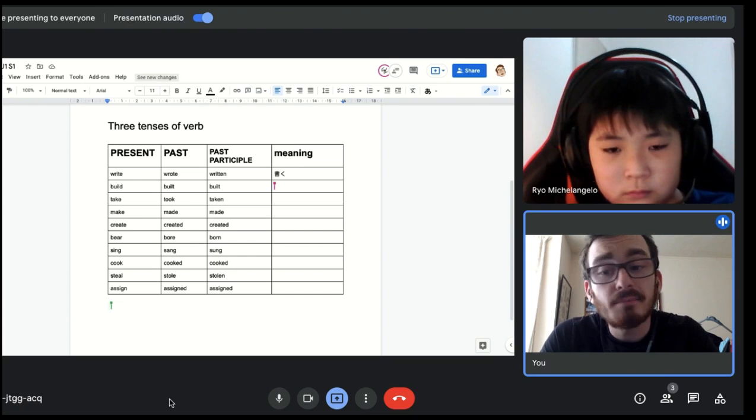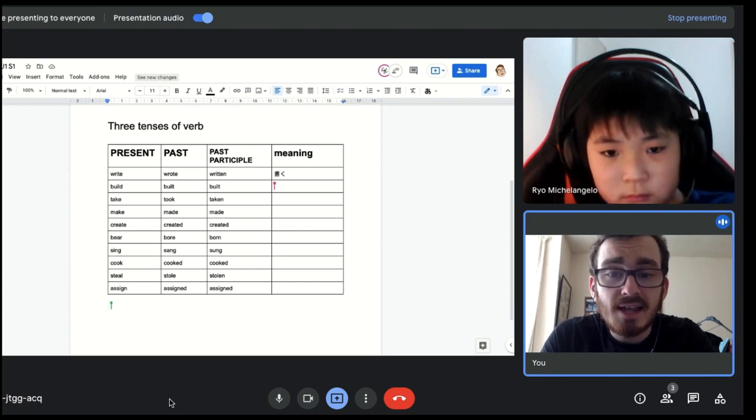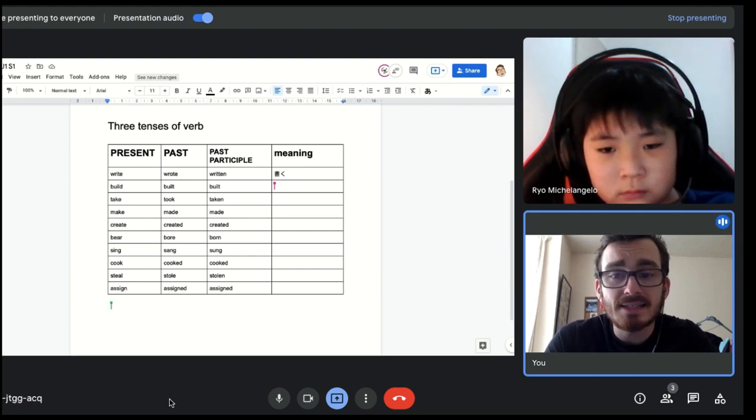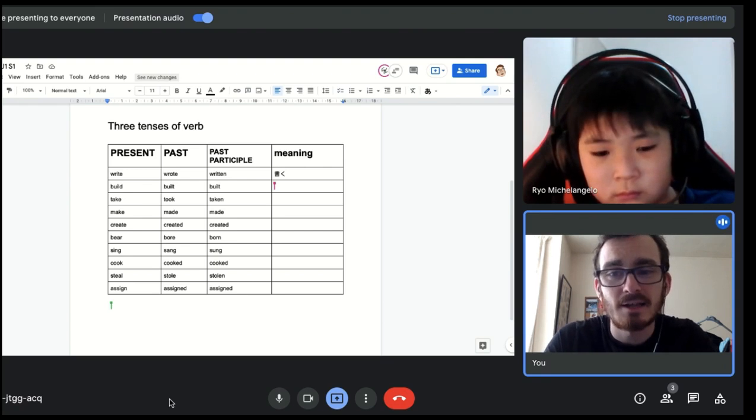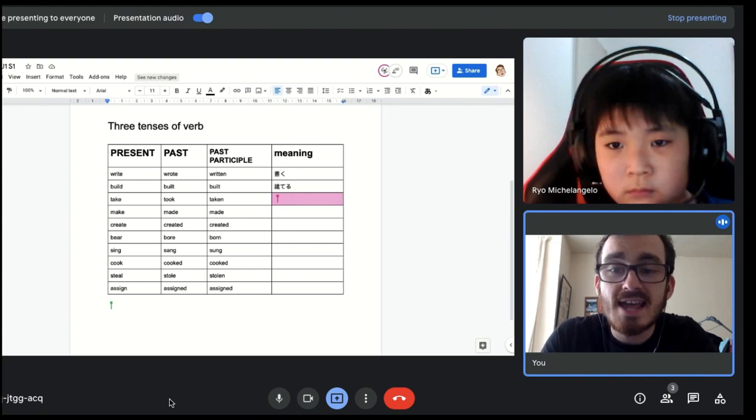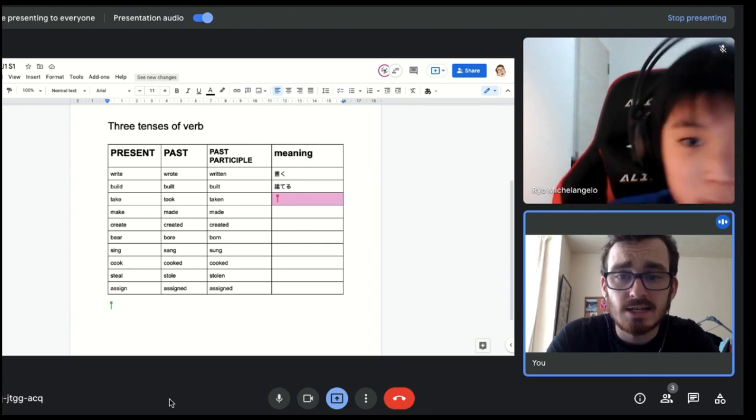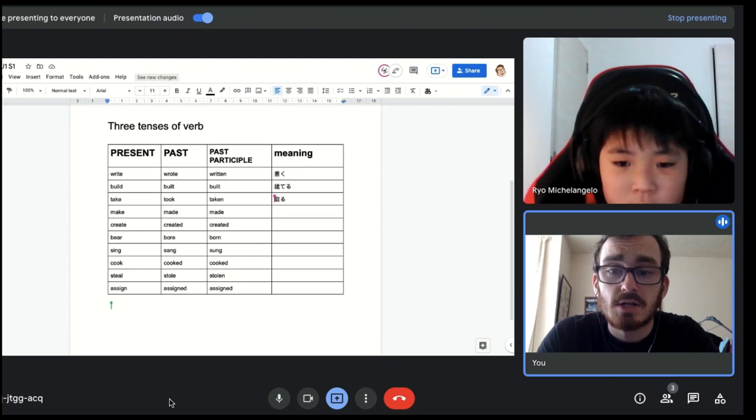And you'll see that sometimes the past tense form of a word and the past participle of the word are the same, as with here, built and built. Sometimes people who are learning English like to say builded, and sometimes native speakers say builded. That's not correct. It's build, built, and built. Very good. And the next word is take, and we've got take, took, and taken. Good, very good.